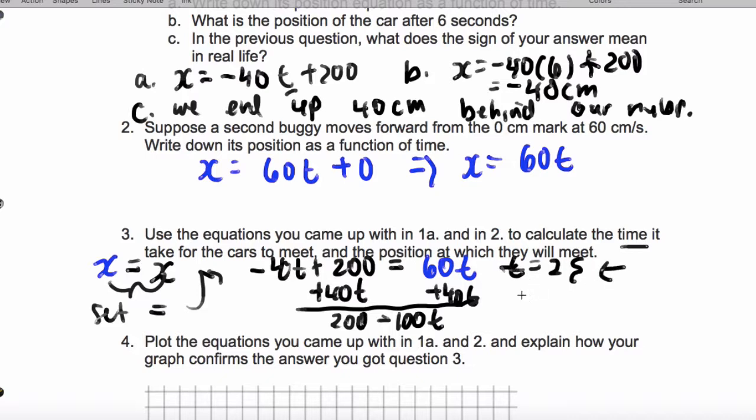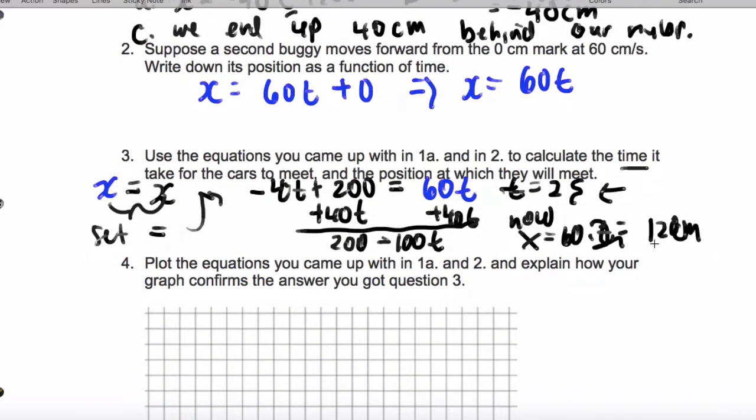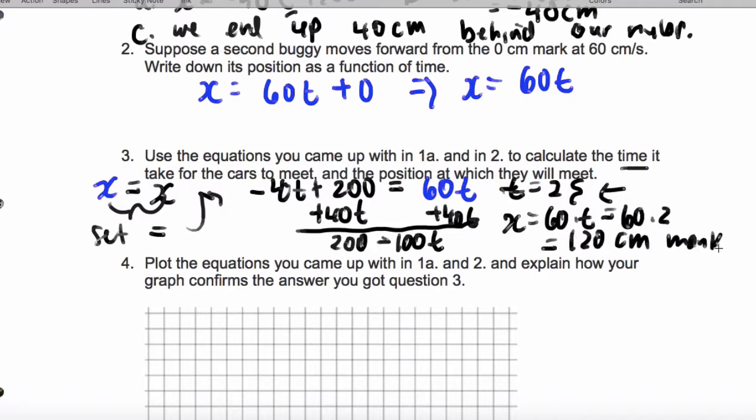Now, where will they meet? x is 60 times t, which is 60 times 2. Sorry, that just looks terrible. So again, where do they meet? They meet at x equals 60 times t, which is 60 times 2, which is going to be at the 120 centimeter mark. All right, so I'm going to go ahead and actually take a look at number 4 now.